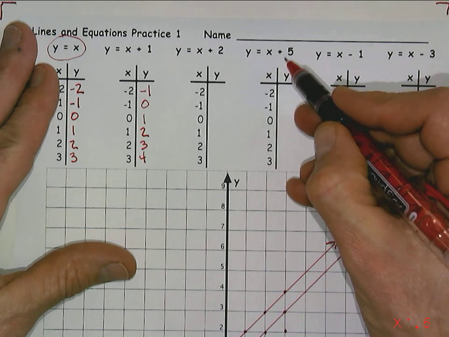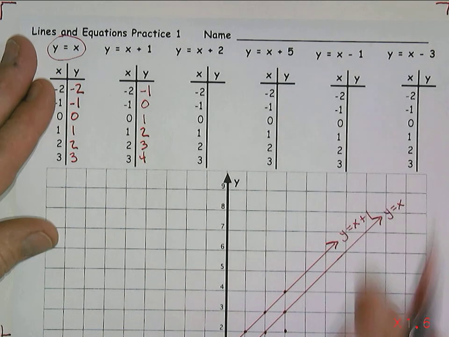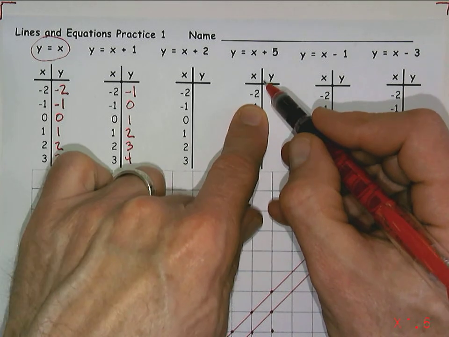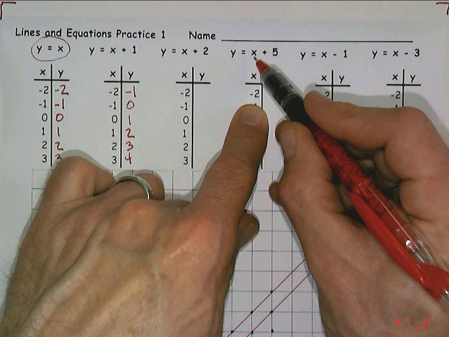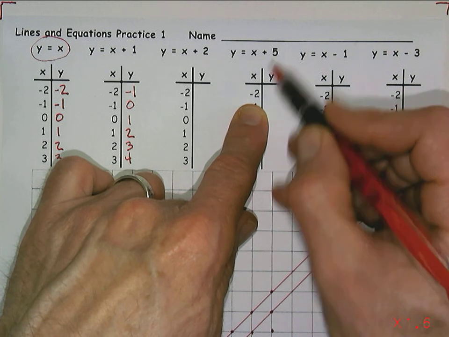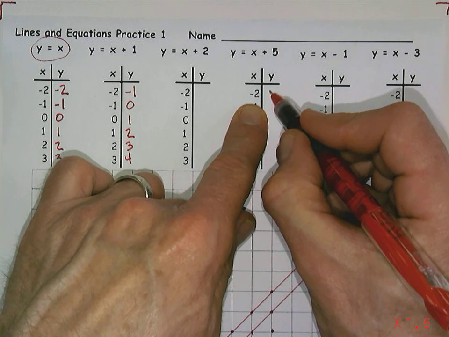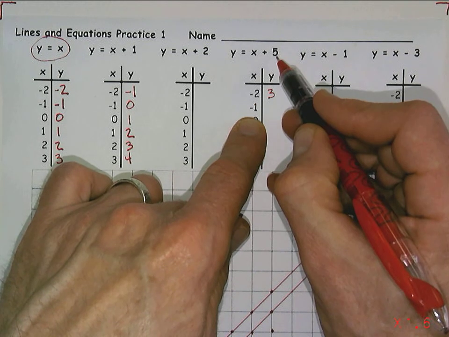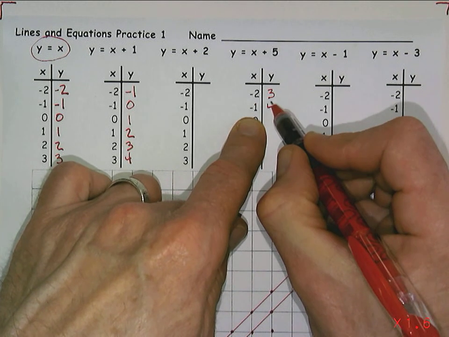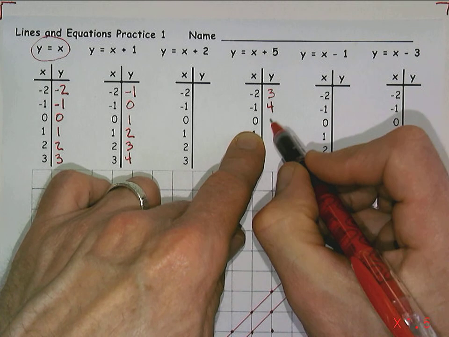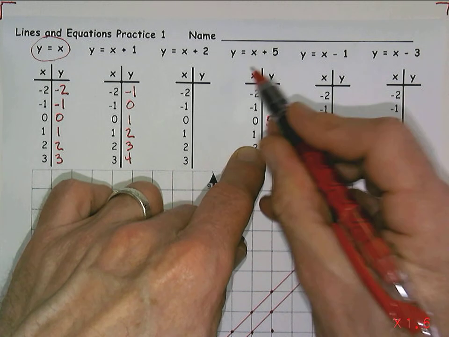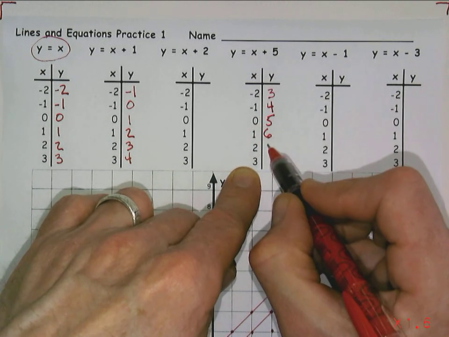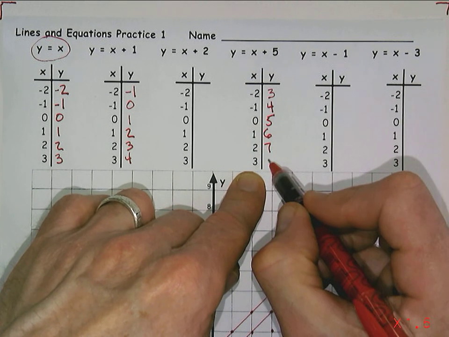this one here. This is y is x plus 5. So the idea again is I have a value for x, negative 2, plus 5. So negative 2 and a 5 make 3. A negative 1 and a 5 make 4. 0 plus 5 is 5. 1 plus 5 is 6. 2 plus 5 is 7. And 3 plus 5 is 8.